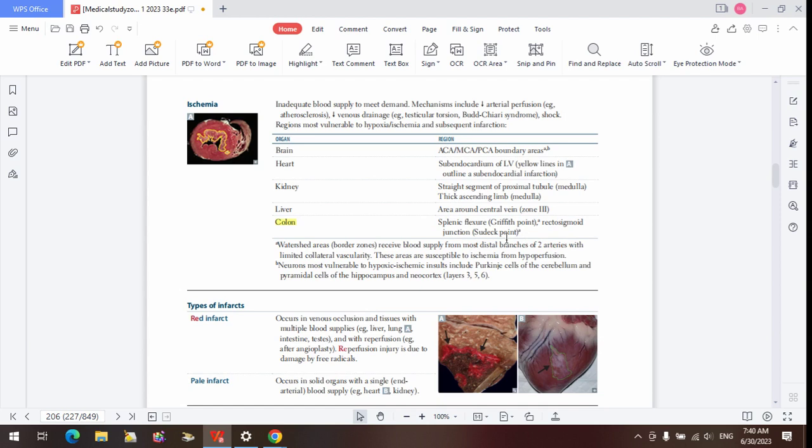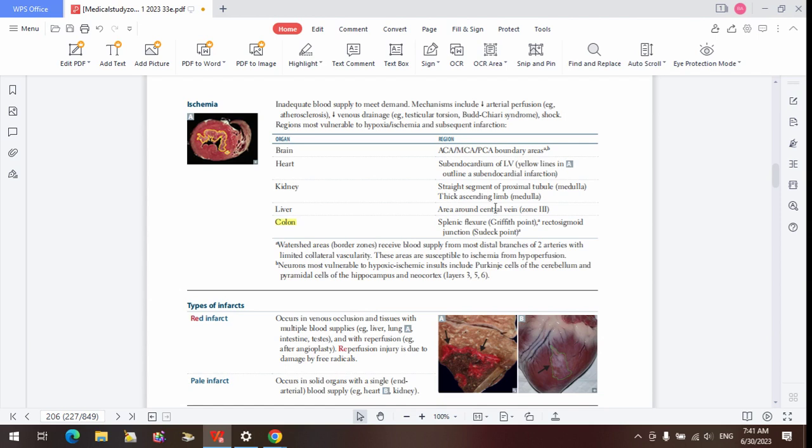You don't actually need to remember these names. Splenic flexure is known as Griffiths point, while Sudeck point is the other. The way I remember, I just alternate it. Splenic flexure is the one that starts with S, so S is for the other one. The rectosigmoid will be the one that's starting with S. That's the Sudeck, while the splenic flexure is the Griffiths point, but nobody will ask us those names.